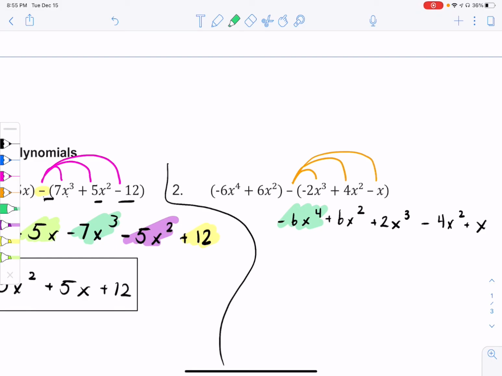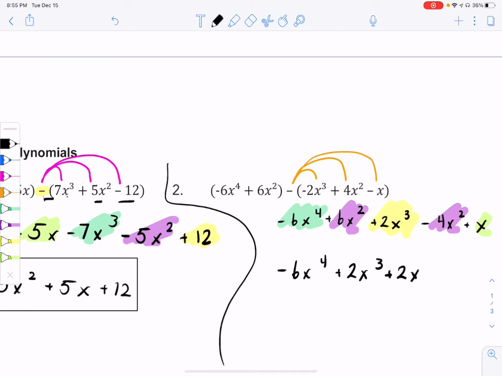6x to the fourth stands alone. 6x squared can be combined with negative 4x squared. 2x cubed stands alone, and x stands alone. So when I add any like terms that I have in the standard form, my final answer is negative 6x to the fourth plus 2x cubed plus 2x squared plus x.